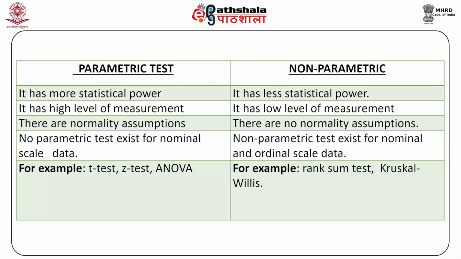The parametric tests are in the higher levels of measurement, whereas the qualitative scales or the lower levels of measurement are ascribed to non-parametric tests. Parametric tests have the assumption of normality, and the non-parametric tests do not comply with the normality assumption. No parametric tests exist for nominal scale data. The non-parametric tests exist for both nominal and ordinal scale data.